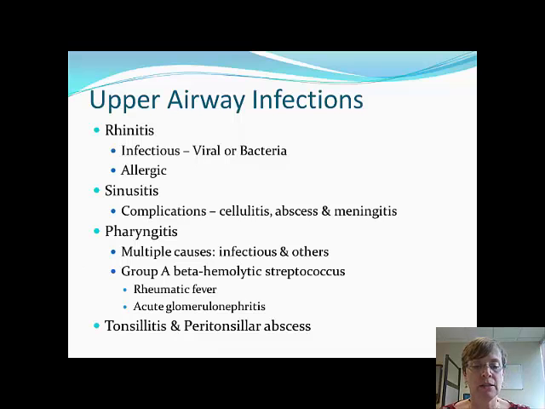The infectious processes, again, are going to be both viral and bacterial. And the main bacterial one that we are concerned about is group A beta hemolytic streptococcus. And the reason for that is because group A beta hemolytic strep can cause either rheumatic fever, which is the strep infection gets into the heart and can cause valvular problems, or it can go to the kidneys and cause acute glomerular nephritis, and so you can have issues with kidney function after that.